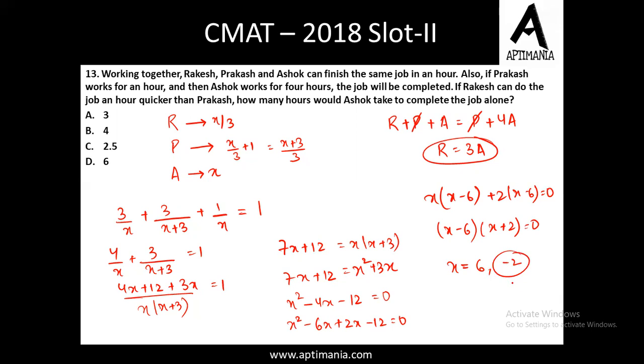Since the time taken by Ashok cannot be negative, we'll ignore the value x equal to minus 2. We'll get x equal to 6 as the correct answer. The time taken by Ashok, we assumed it to be x, and we are getting the value of x as 6. So the correct answer for question number 13 will be option D, that is 6 hours.